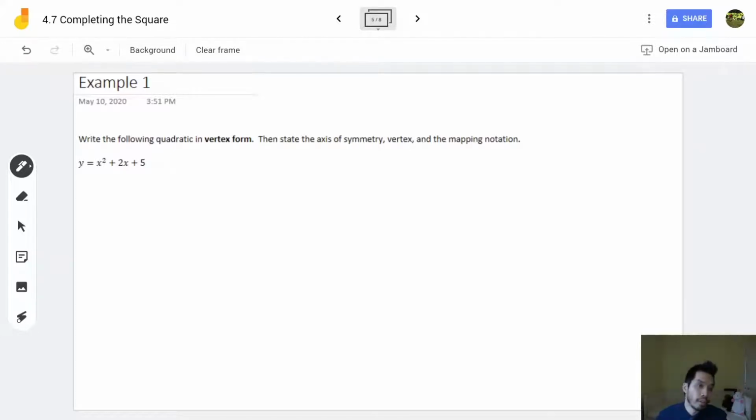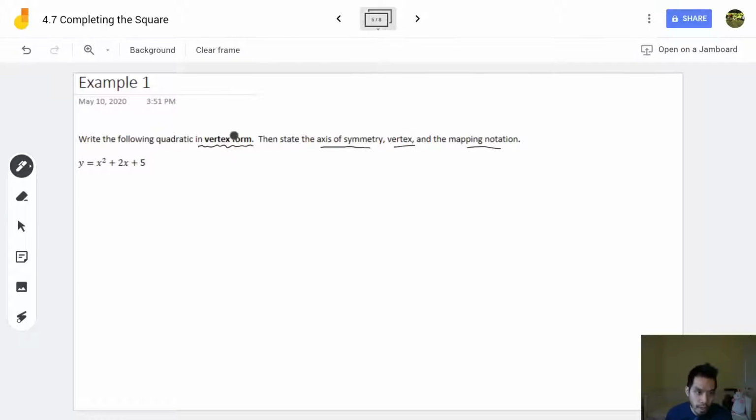Alright, here's a first example of trying to convert something from standard form to vertex form. We're given an equation that's in standard form, and it's asking us to transform it into vertex form. Then afterwards, we can easily state the axis of symmetry, extract the vertex, get the mapping notation, and graph it and describe its transformations. That's the advantage of vertex form. We can't do any of this without it being in vertex form.